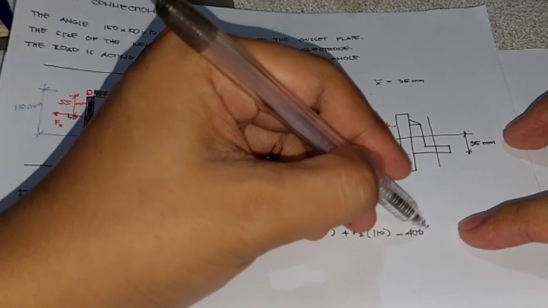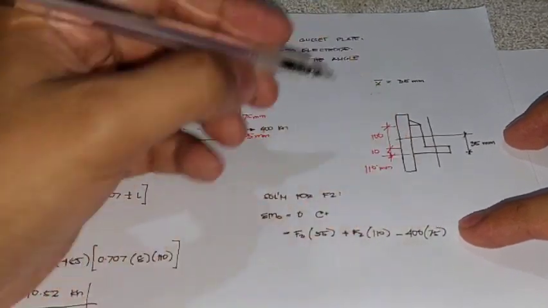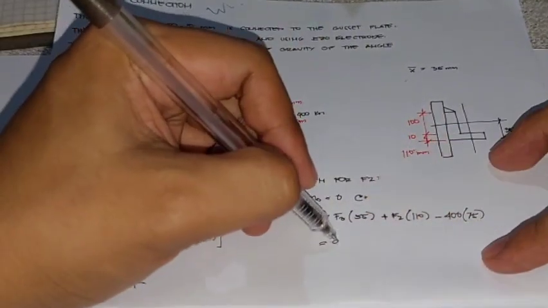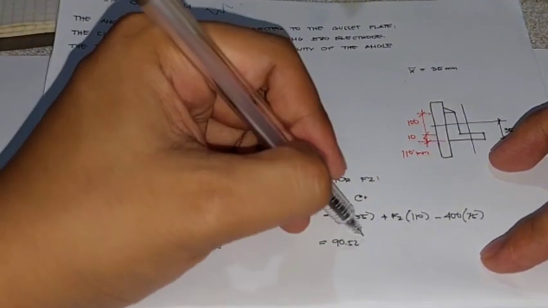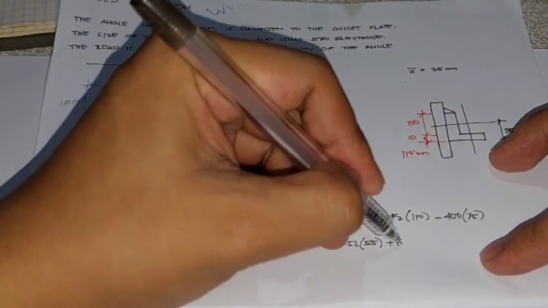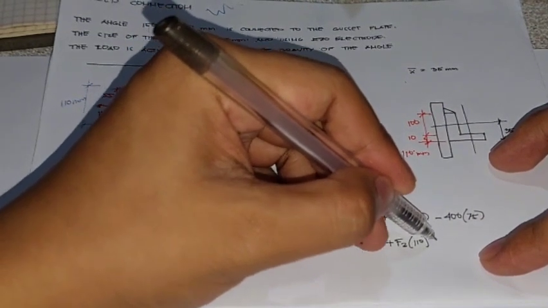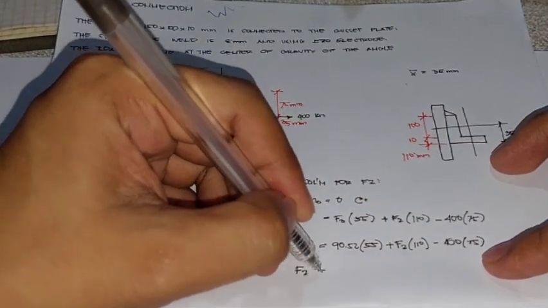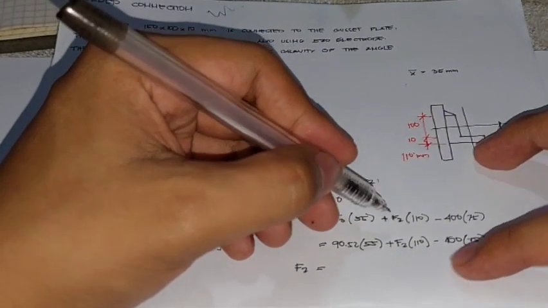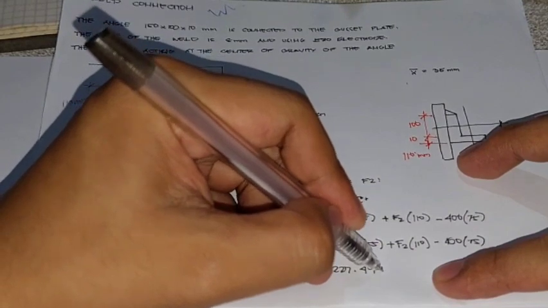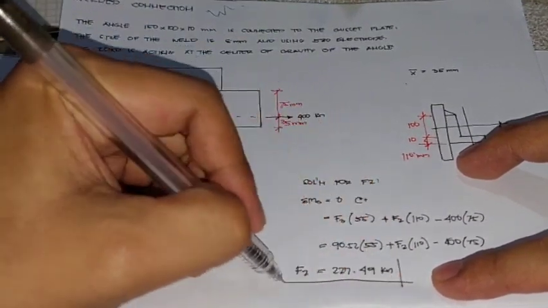So substitute the F3 we solved, which is 190.52, times 55, plus F2, which is missing, times 110, minus 400 times 75. Shift solve and we get the answer for F2: 227.49 kN. So we now have its value.